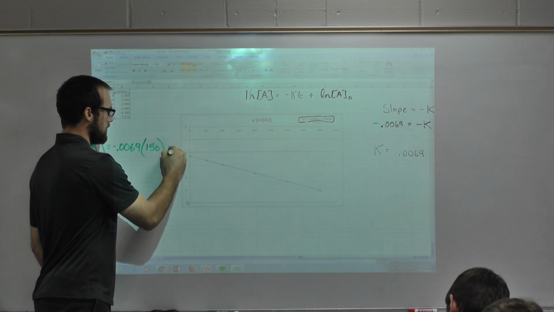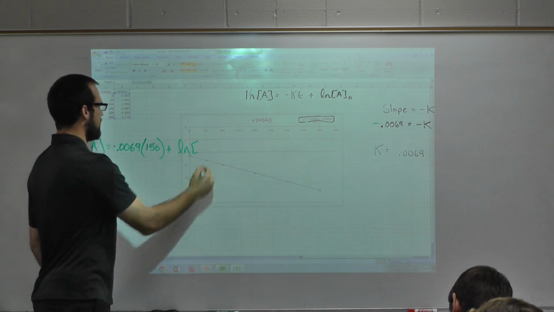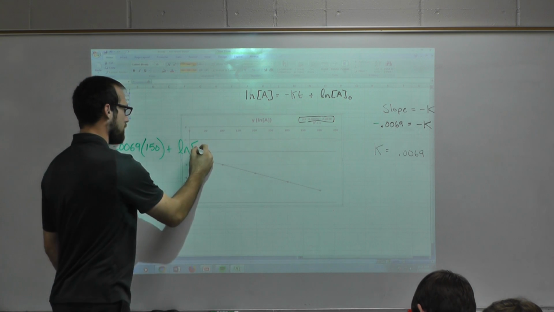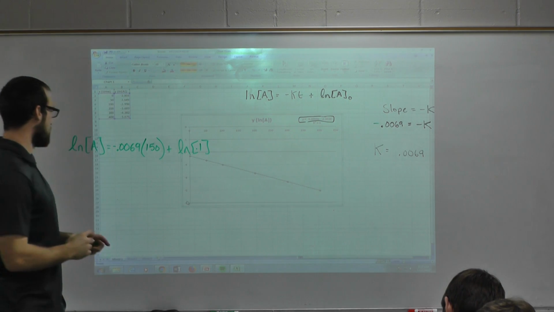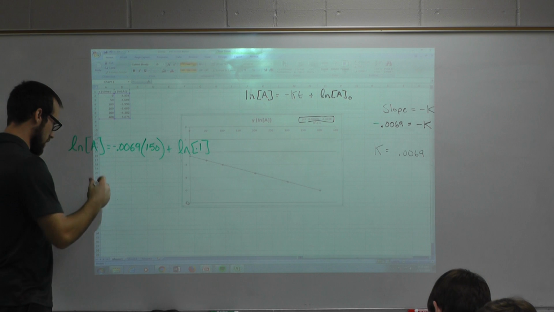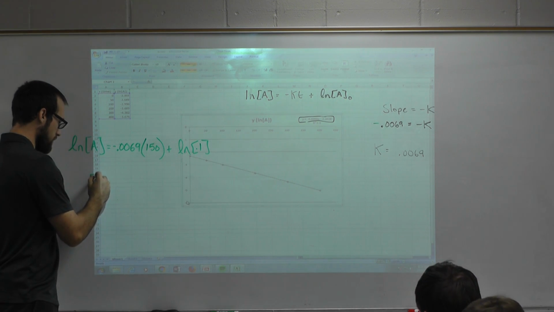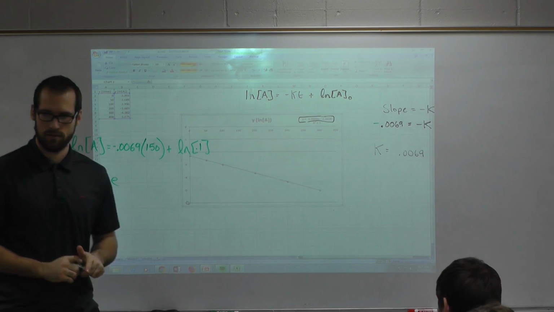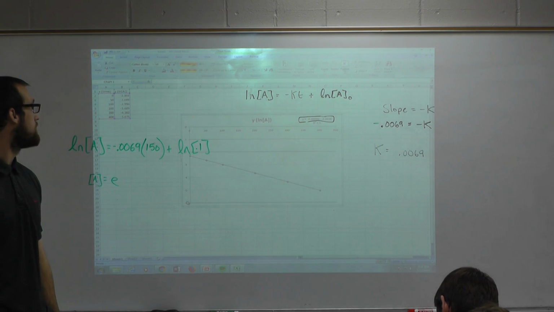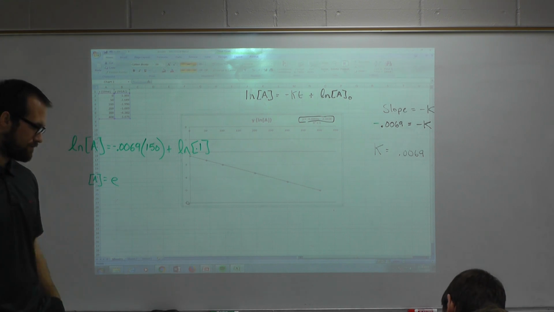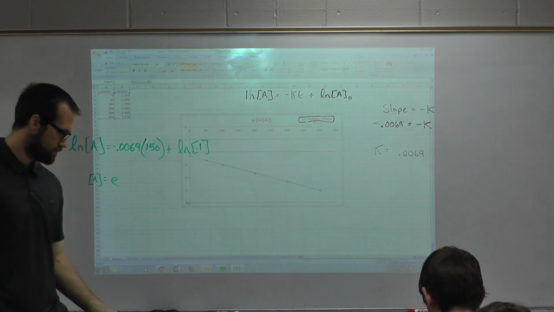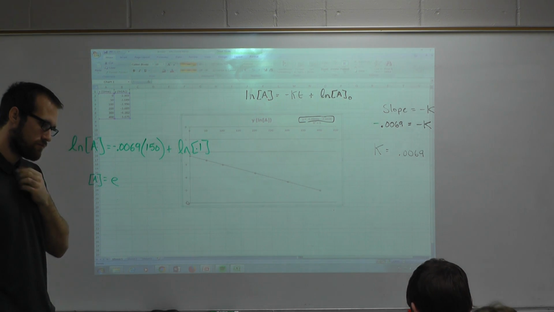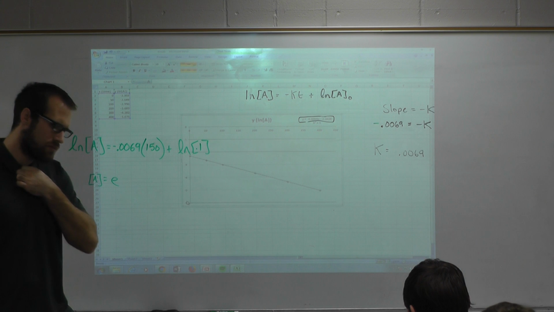150 plus ln of our initial concentration, which, what was it? 0.1? And you can solve for your concentration at that time, e to whatever that is. Why don't you guys do that? But if you already know ln, there's a constant.